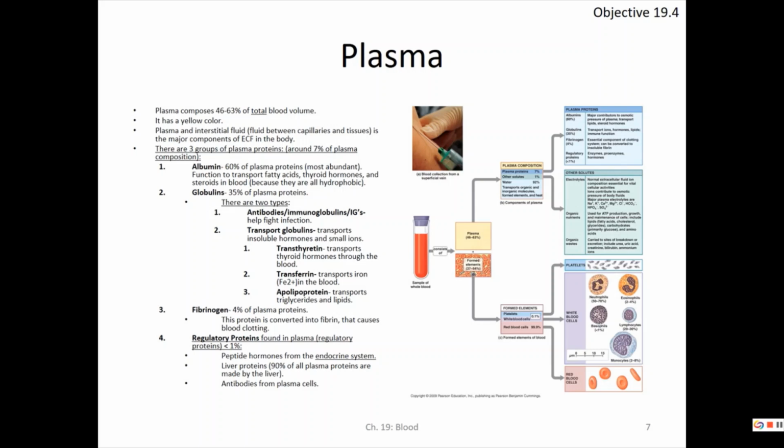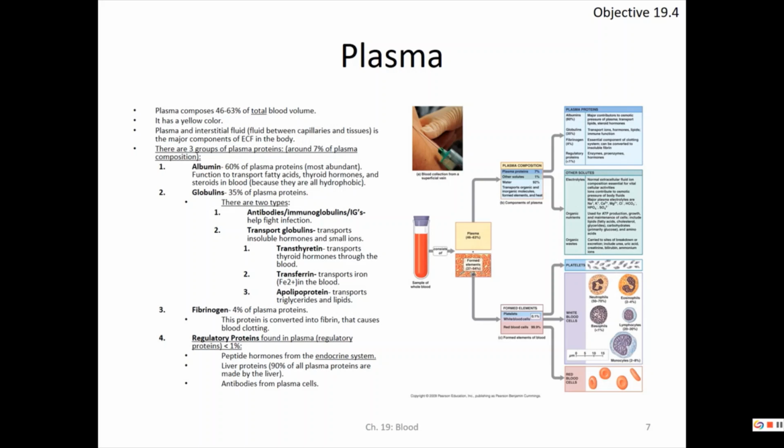Now, transport globulins are going to be doing things like transporting insoluble hormones, like transthyretin. We saw its major function was to transport thyroid hormones. Transferrin transports ferrous iron, Fe2+; ferric is 3+. Apolipoprotein is what transports your triglycerides and other lipids, for example, cholesterol. You probably have heard of LDL and HDL, low density lipoprotein and high density lipoprotein. So apolipoproteins are what transport fats in the body, triglycerides, things like that, because they are, again, water insoluble.